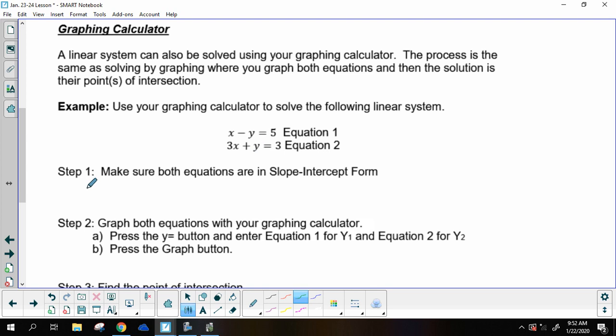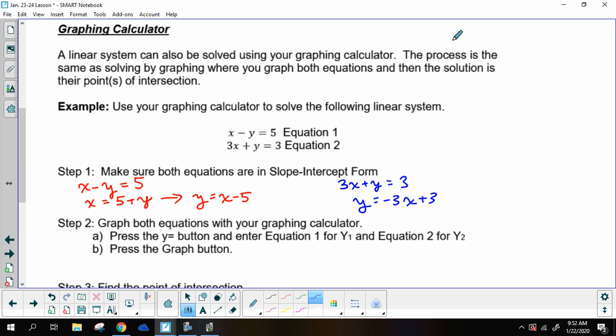We have to make sure both of these equations are in slope-intercept form. Your graphing calculator is not good at anything but slope-intercept. So if I change this one, x minus y equals 5, I could add y to both sides, and I'd get x equals 5 plus y, and then subtract 5. I would get y equals x minus 5. For the second equation, 3x plus y equals 3, I could subtract 3x from both sides and just get y equals negative 3x plus 3.